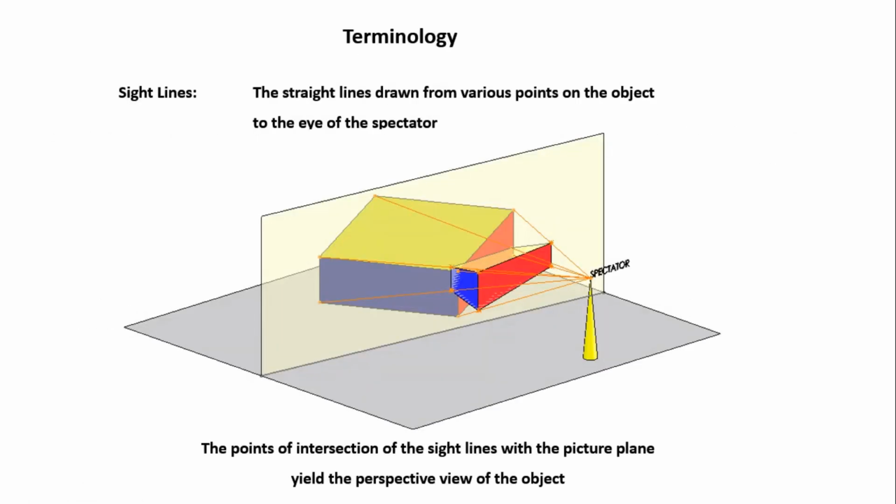And these things are drawn in 2 views. One is a front view and the other one is a top view. We use the front view as well as the top view of the object, the spectator, which is also known as the station point, then the visual rays, the picture plane, etc., in order to find the perspective view.